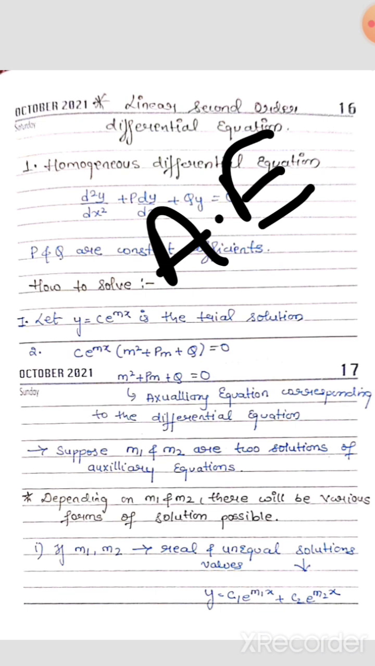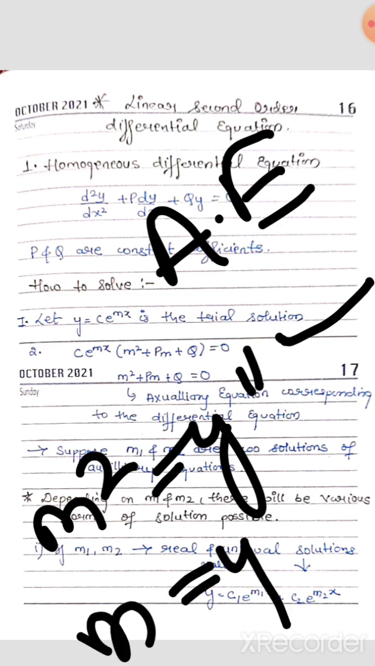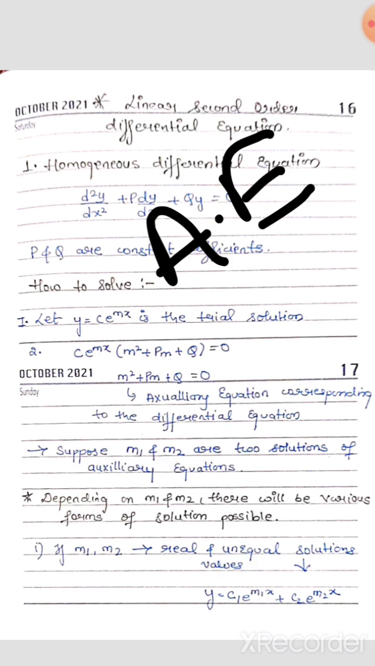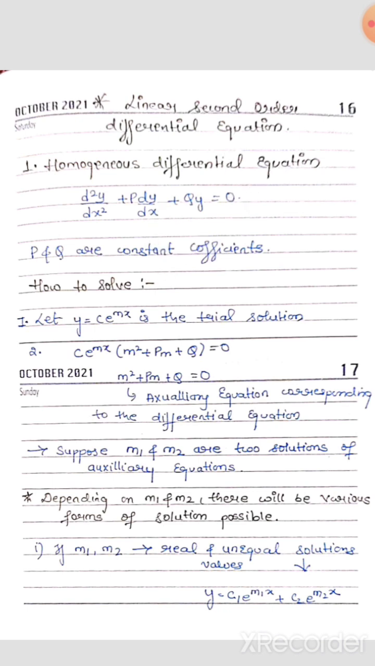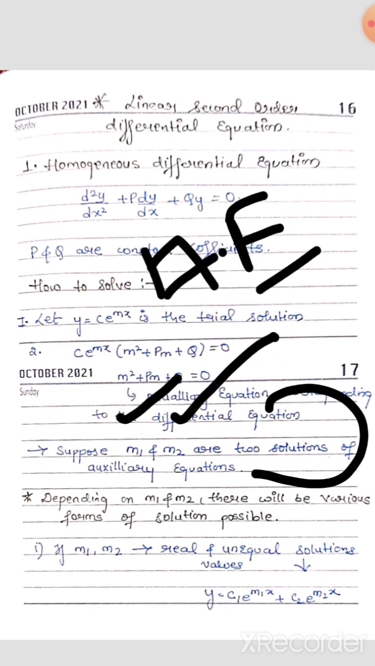Let us take y is equal to c into e to the power of mx, which is the trial solution, where m square plus pm plus q is equal to 0. Here m square stands for y double dash and m stands for y dash. Now equate it to 0. You know how to solve any quadratic equation. Find the roots of the given equation. You will get two solutions, m1 and m2, and these two are the roots of our auxiliary equation.